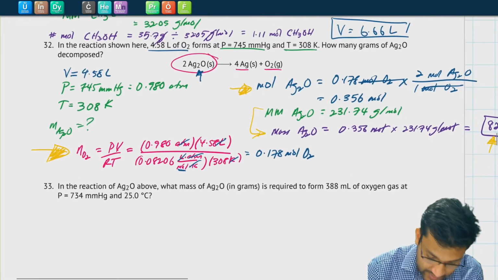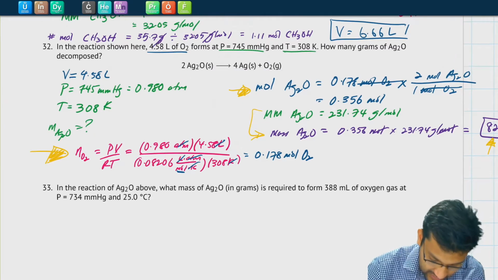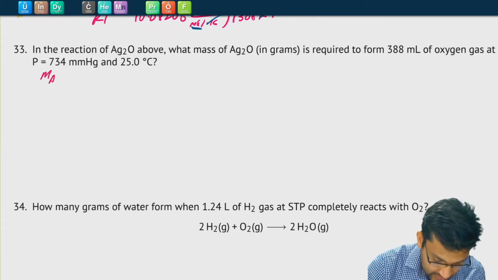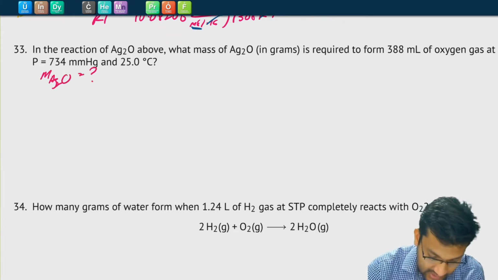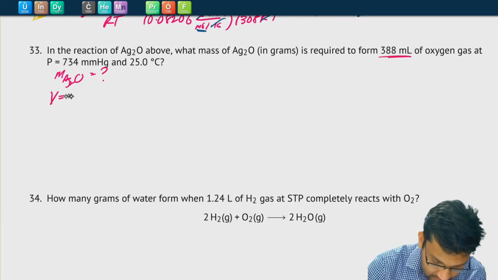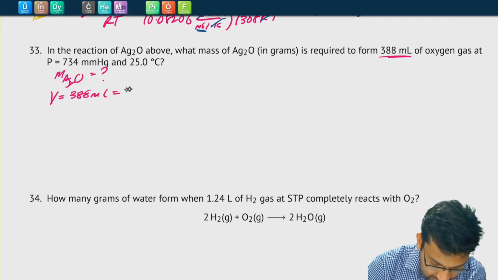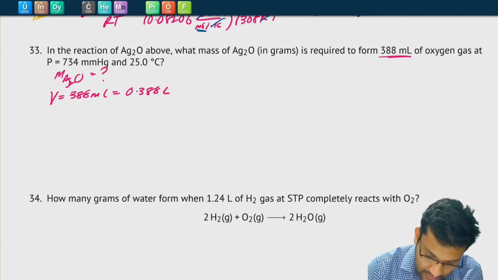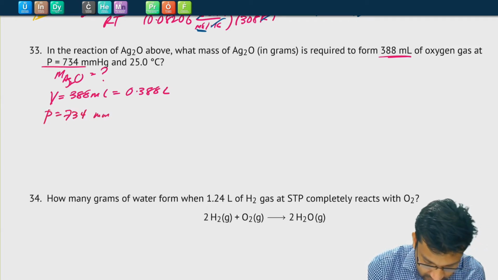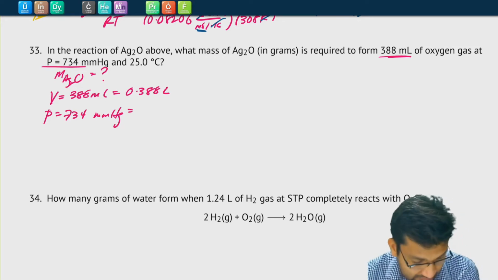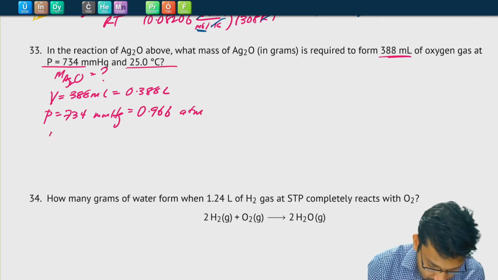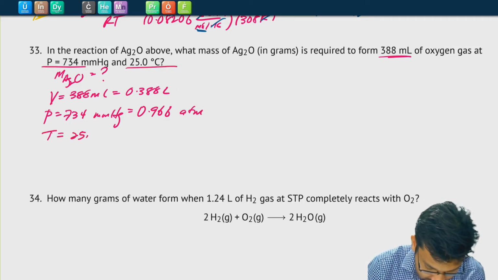So let me just clean this up because it's the same reaction, in case we need to write on it. What's the mass? We're looking for the mass of Ag2O again. So it's going to be similar. To form 388 mL of oxygen, that's our volume, but we need this in liters, so it's 0.388 liters. There's a pressure, 734 millimeters of mercury, but in atmospheres this is 0.966 atmospheres. And the temperature is 25.0 degrees Celsius.